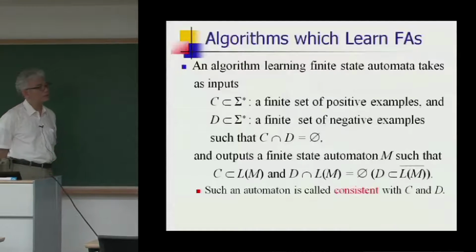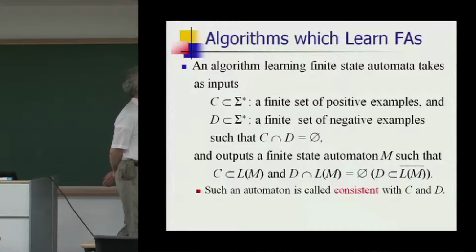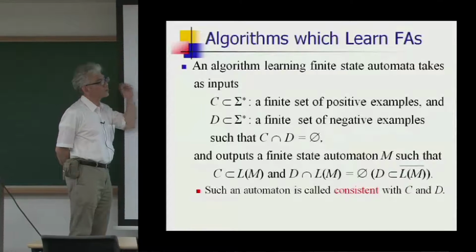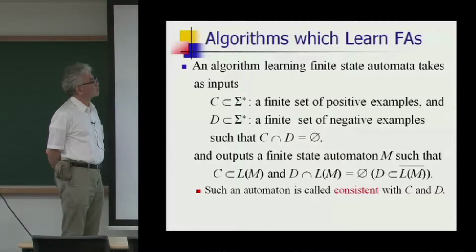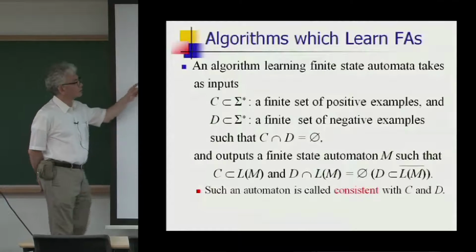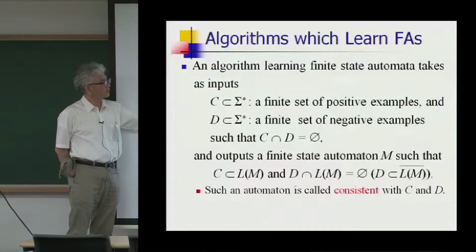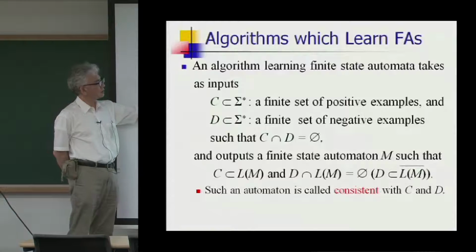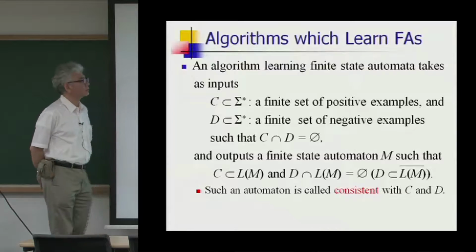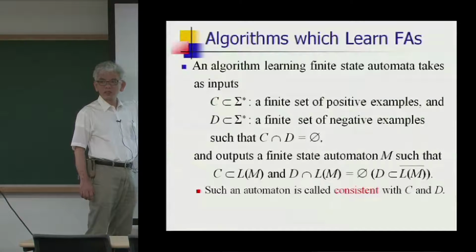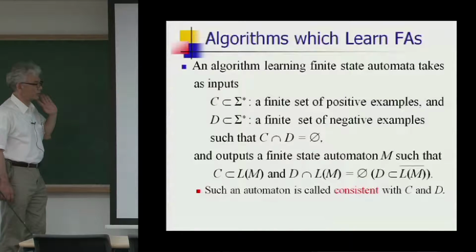Okay. Now we review the last lecture. In the last lecture, I taught an algorithm for learning finite state automata, and such an algorithm takes as inputs some finite set C of positive examples and a finite set D of negative examples. And each element of the positive examples and the negative examples is a string over some alphabet. This is the first assumption.